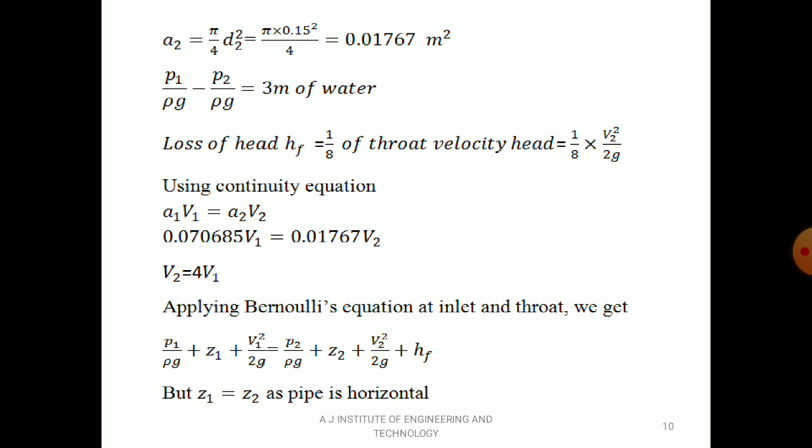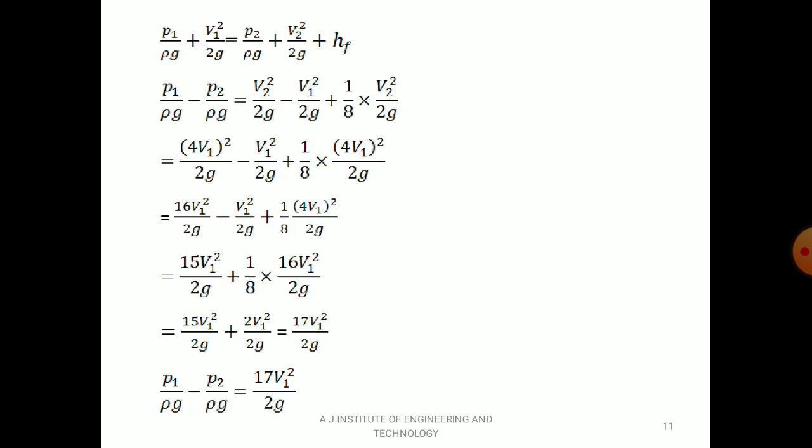So Z1 equal to Z2, we are taking it as 0. So P1 divided by rho g minus P2 divided by rho g is 3 meter. We can directly substitute. So I can make the modification like this: P1 divided by rho g plus V1 square divided by 2g equal to P2 divided by rho g plus V2 square divided by 2g plus HF. So because Z1 equal to Z2 equal to 0.